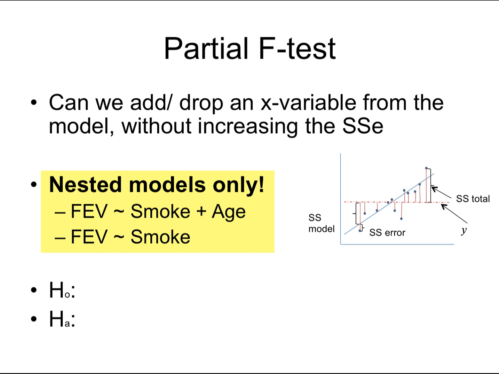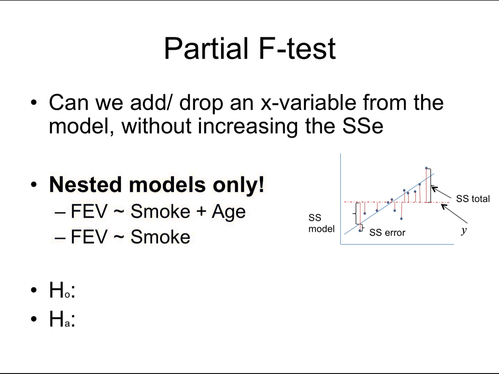To compare the two models, we want to compare the sum of squared error. Does the full model have a significantly lower sum of squared error than the reduced model? In other words, does the full model explain more variation compared to the reduced model? Are predicted values closer to the observed values?